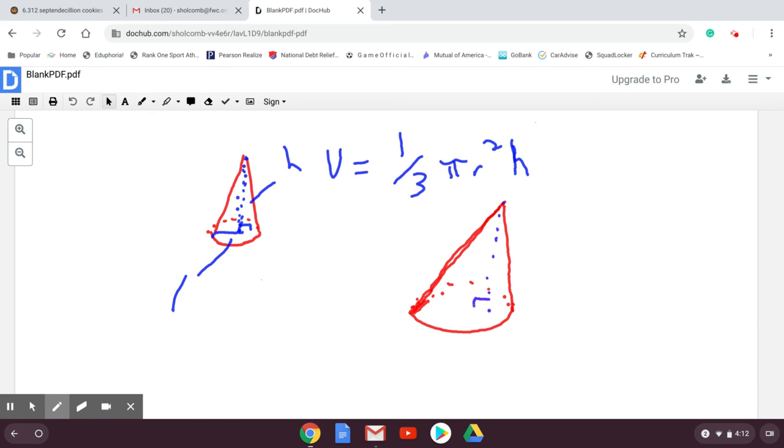Beyond that, though, guys, that's all you need: two new formulas and the understanding that if you get an oblique prism or cone, you just got to be a little bit careful that the height is used, and that height has to be perpendicular from the top of the cone or pyramid, perpendicular to whatever the base is.